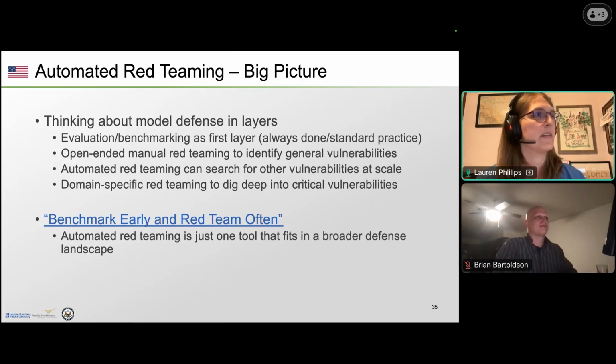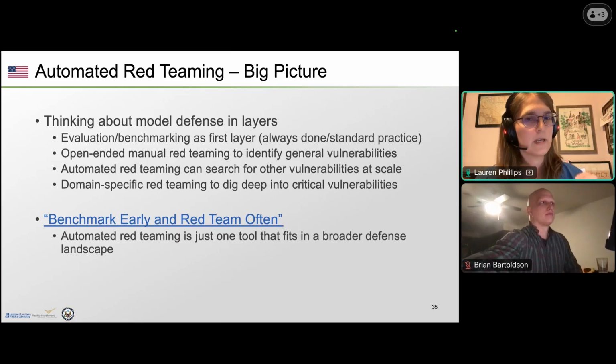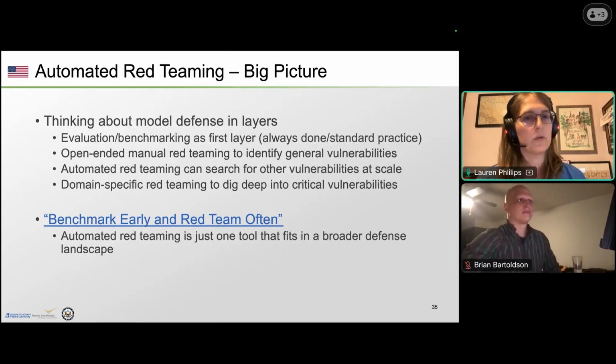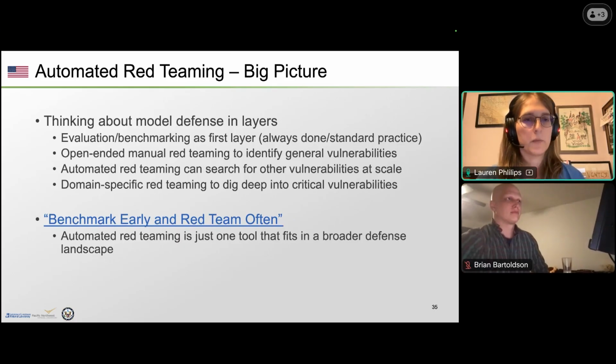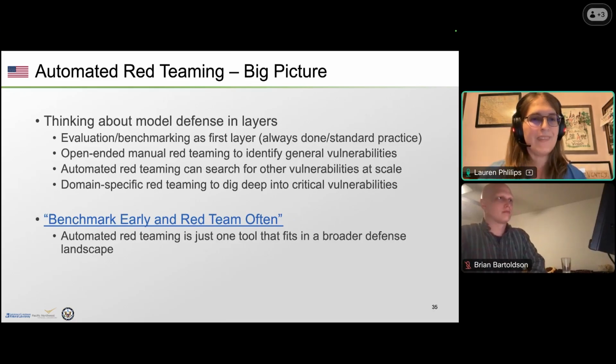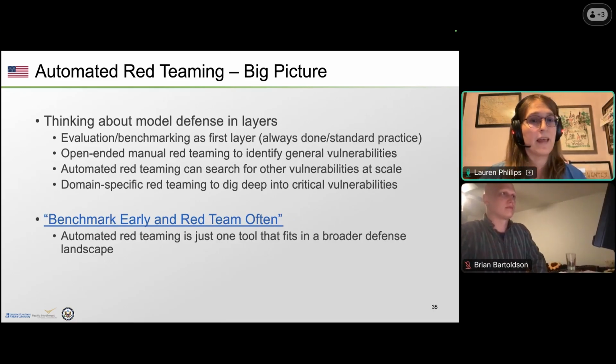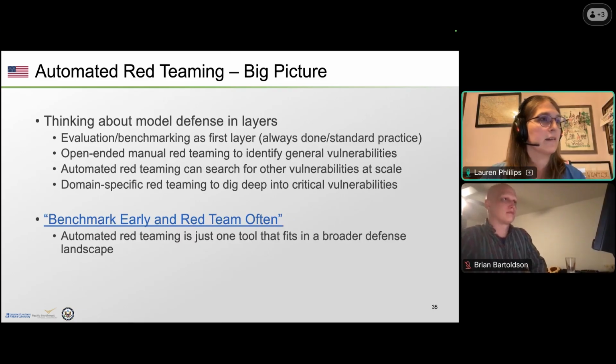And then domain-specific red teaming is there as your last line of defense. When you are really concerned about a critical vulnerability, you can dig deeply to make sure that your model is not vulnerable there. So again, this is a survey paper that I really appreciate that lays out this idea of a broader landscape where automated red teaming and manual red teaming fit together alongside benchmarking.